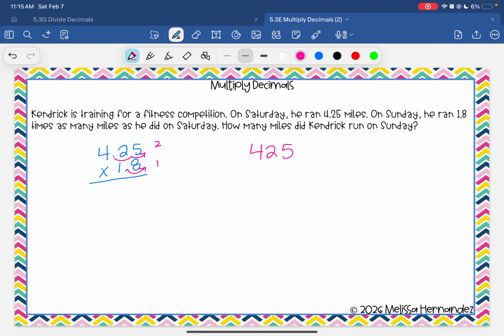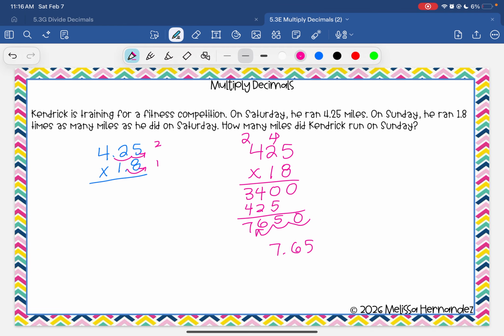Okay, so I have 7,650, but that's not realistic. Remember, our answer should be around 8. We took out 3 decimal places, so we're going to return those back: 1, 2, 3. 7 and 65 hundredths, or 7.65. If you added the 0, it wouldn't matter. It doesn't change the place value.